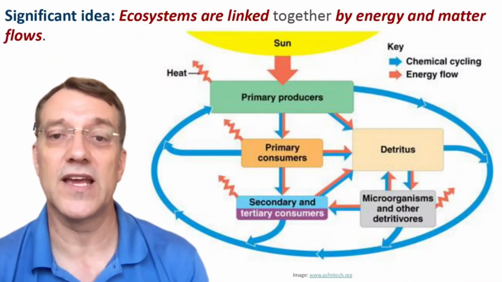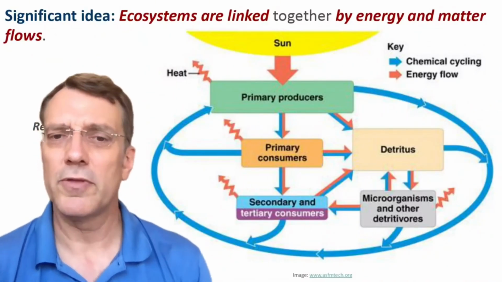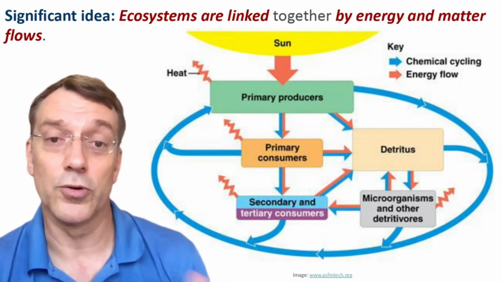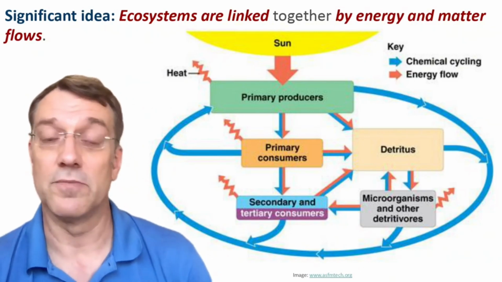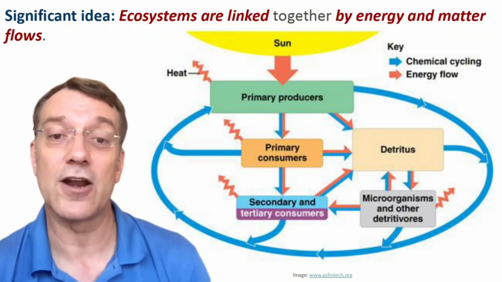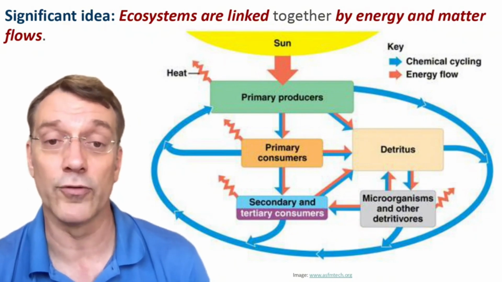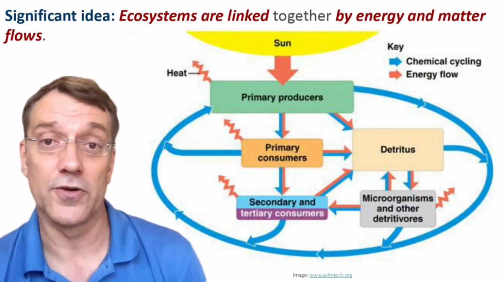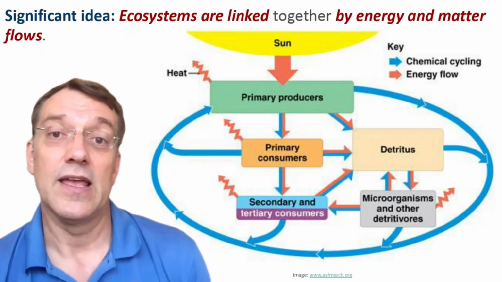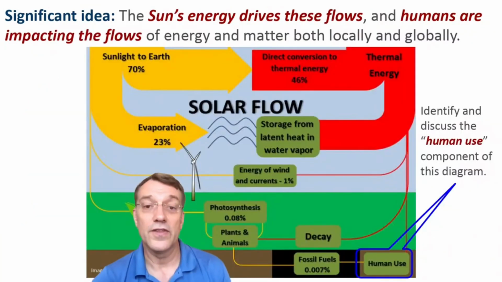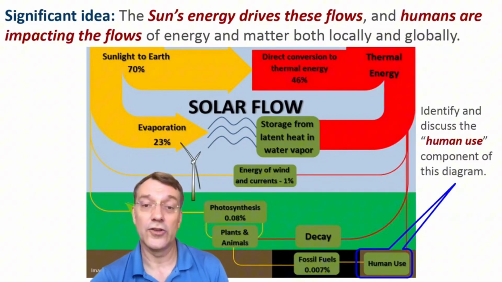Ecosystems are fundamentally connected by energy and matter flows. Remember the food webs we studied in topic 2.2? Those illustrate how energy flows from producers to consumers and to decomposers. Chemical cycling, shown by the blue arrows, represents how matter moves through the ecosystem over and over again, while energy flow, shown by the red arrows, is one directional. It enters the ecosystem, transfers, transforms, and then ultimately exits the system. The sun's energy drives these flows, and humans are impacting them both locally and globally.